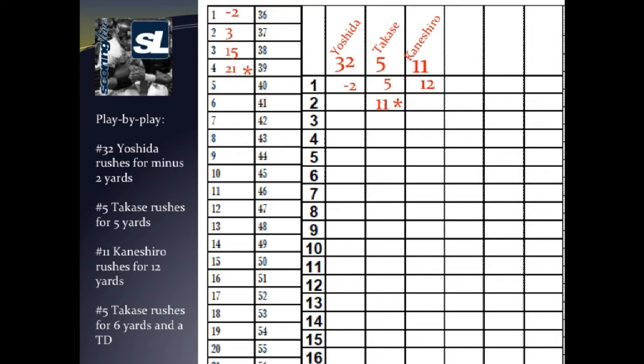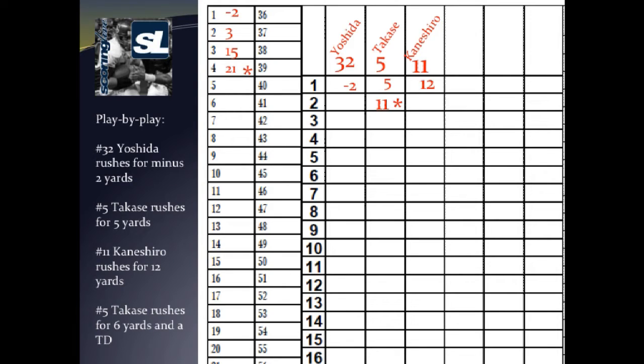So let's just say the game ends, and you need to report the final totals. You know that Yoshida has 1 rush for -2 yards. You know that Takase has 2 rushes for 11 yards and a touchdown. Number 11, Kaneshiro, has 1 rush for 12 yards. And then as a team, if you add it up, 12, 11, and -2, the team total is 4 rushes for 21 yards. That's pretty much a basic run-through of the rushing total.